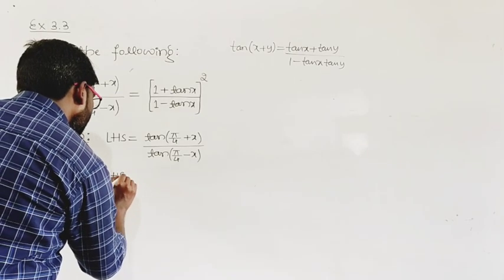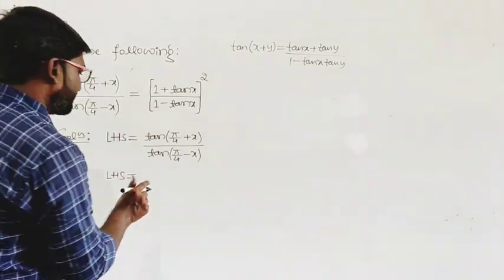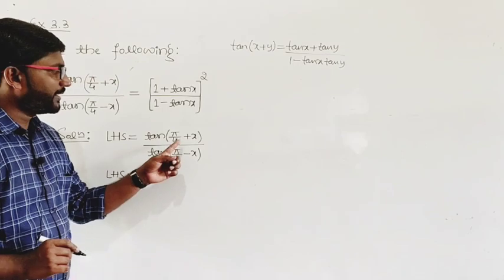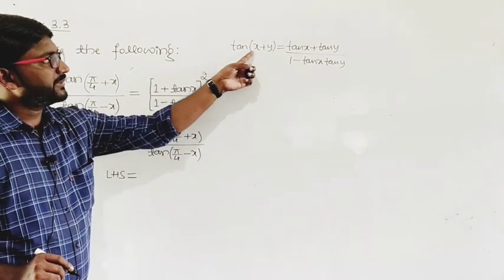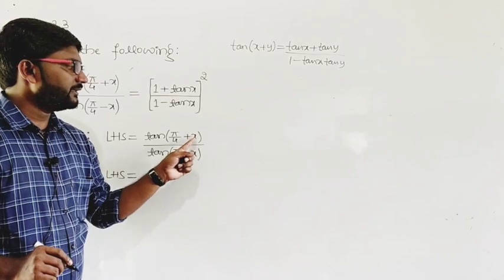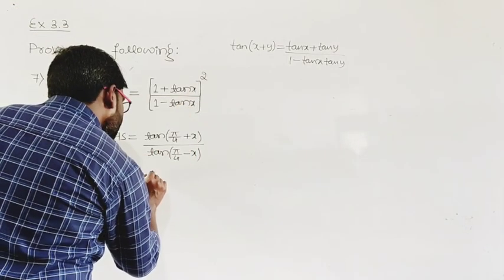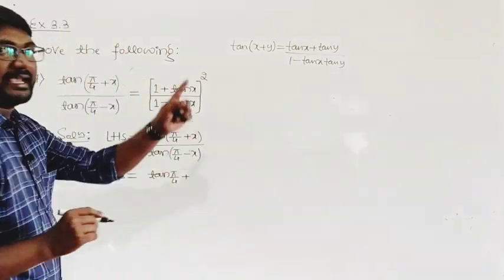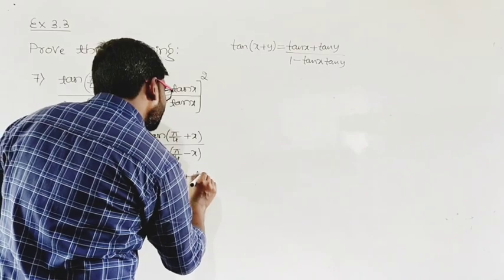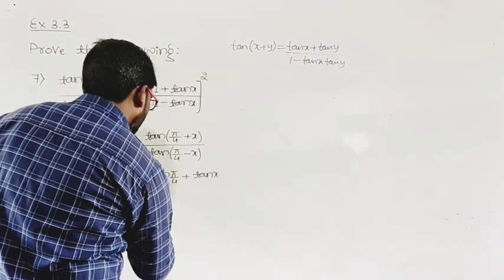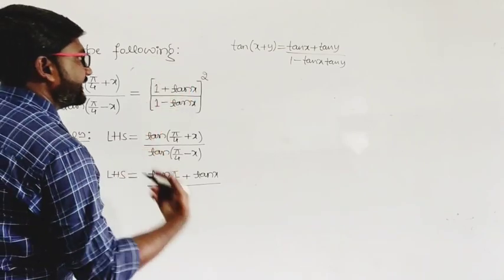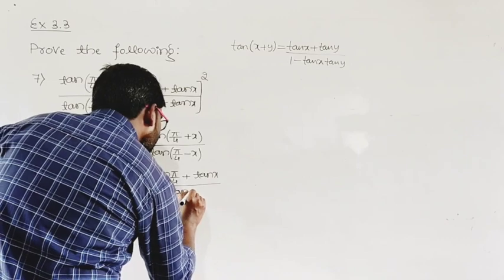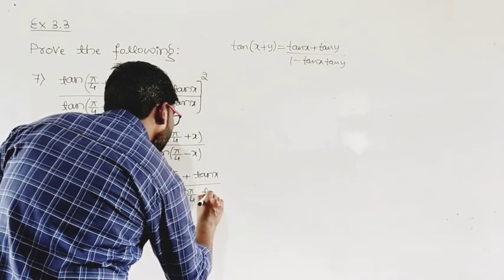LHS equals tan x plus tan y. So here x is going to be pi by 4. Compare the two: in place of x here it is pi by 4, and in place of y it is x. So tan x, that is tan pi by 4, plus tan y, here it is x, so we write tan x, whole divided by 1 minus tan x into tan y, which is 1 minus tan pi by 4 into tan x.